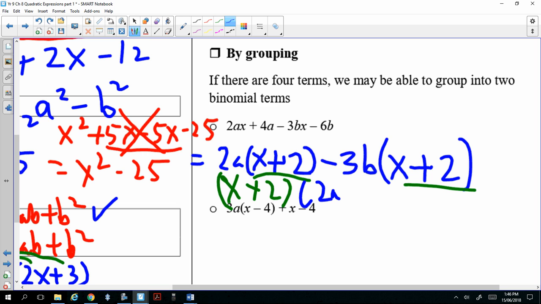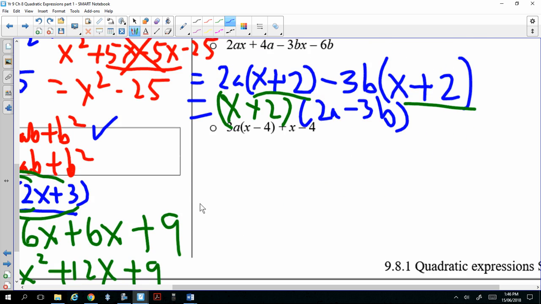Got it? Yes? Thank you. How about the next one? Try the next one. So the next one is 3a (x minus 4). But can you see between the last 2 terms, there's nothing, so you just put 1.